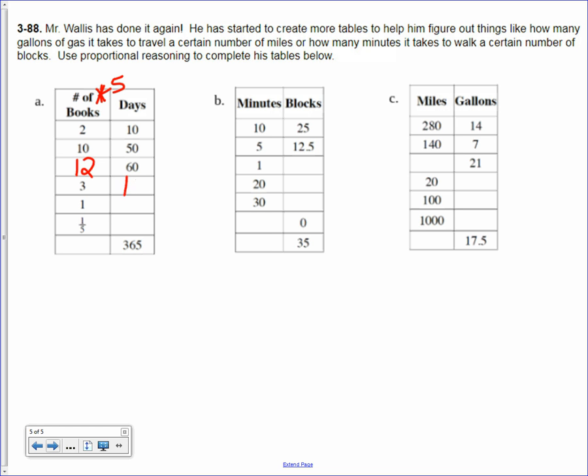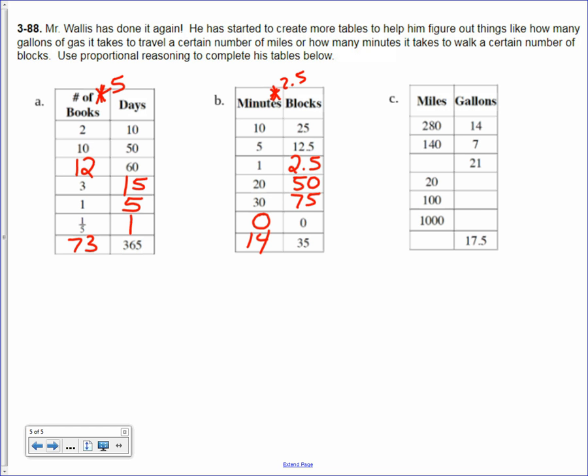If I work backwards, this will be 15, 5, this will be 1, and then 73. Minutes, so per block, so 10 times what number gives me 25? It turns out it's 2.5. So 1 times 2.5 is 2.5. 20 is going to give me 50. 30 is 75. 0 would be 0. And 14 would be 35.